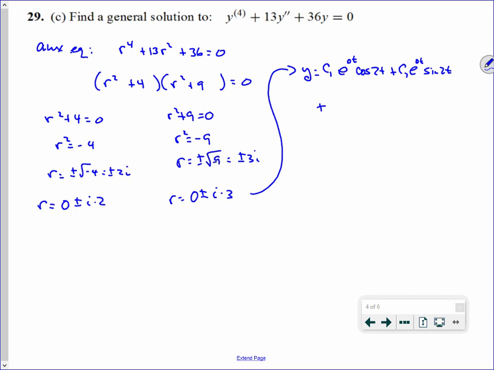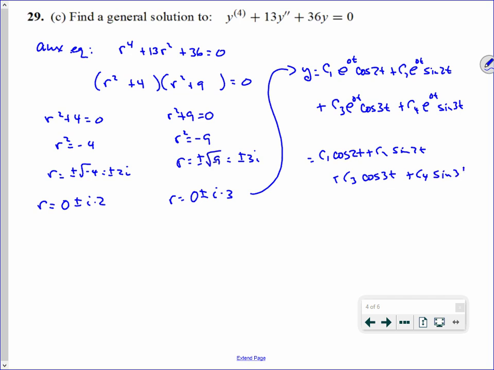We get C3 e to the 0t cosine 3t. Actually, it doesn't matter which one goes first. And plus a C4 e to the 0t sine 3t. So, simplifying this, C1 cosine 2t plus C2 sine 2t plus C3 cosine 3t plus C4 sine 3t.